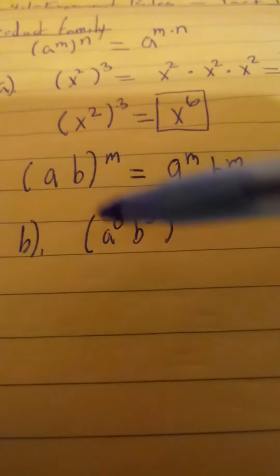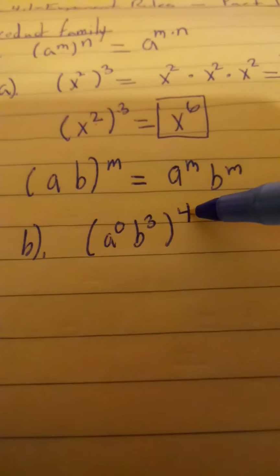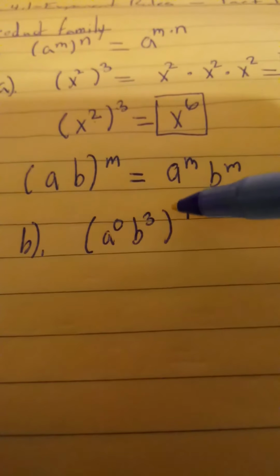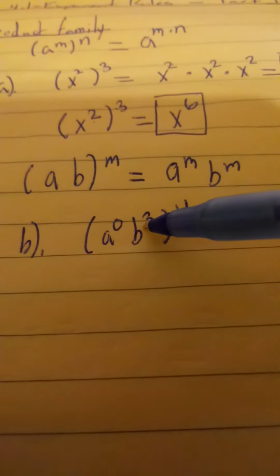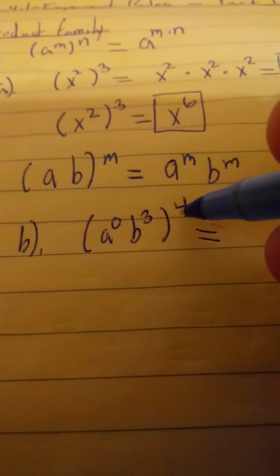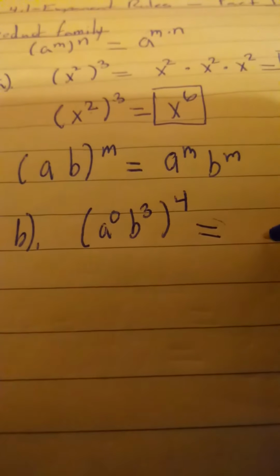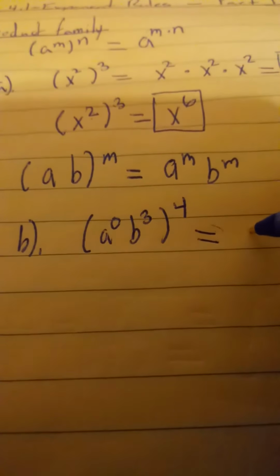In this particular case, we're going to distribute the fourth power to the a to the 0, and the same thing to b raised to the third. Remember what it states. If you have an exponent raised to another exponent, we multiply them. So in this particular case, we're going to have 4 times 0. This will be now a raised to the 0, which wouldn't change things, but it will change it for the b. If we distribute the 4 times the 3, this will be b raised to the 12.